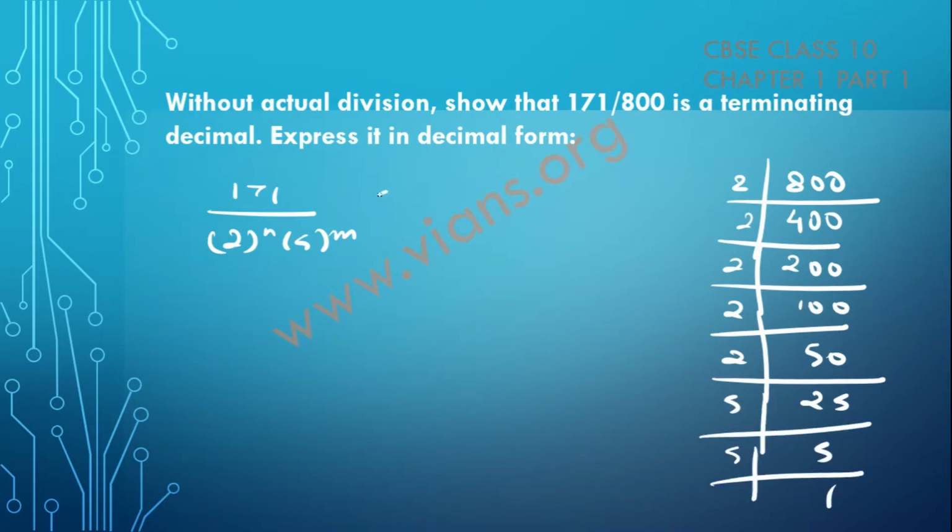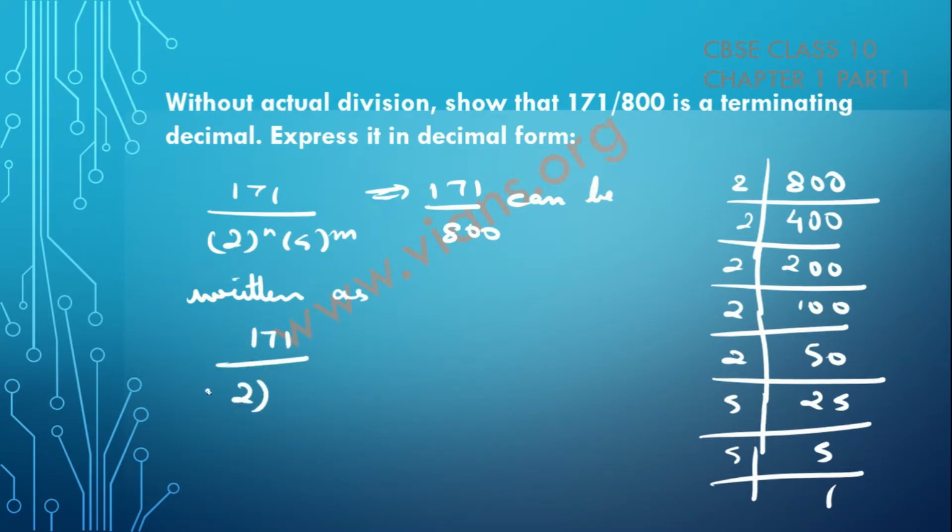So basically, 171 by 800 can be written as 171 by 2 raised to 5 into 5 square. Since it has only powers of 2 and 5 in the denominator, I would say yes, this is a terminating decimal. True.